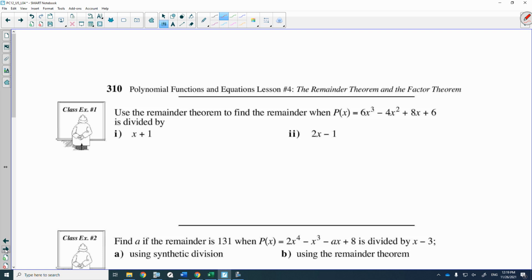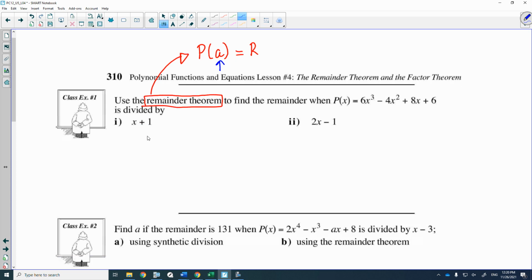Let's look at class example number 1. It says use the remainder theorem to find the remainder when this polynomial function is divided by x plus 1, so this divisor, and then 2x minus 1. When it says use the remainder theorem, you are not using synthetic division. The remainder theorem is P of a is equal to your remainder. And a, remember, is always the root of your divisor. So the root of this divisor would be -1.